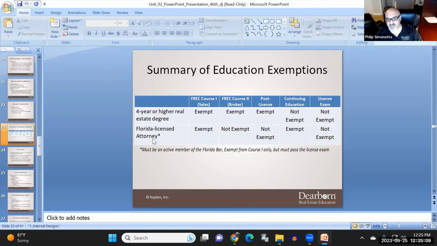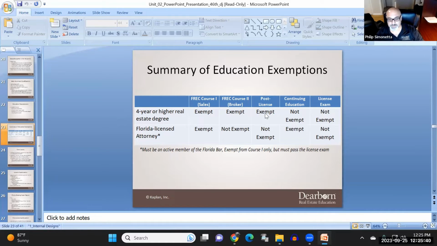If you're a Florida licensed attorney, you're exempt from this course, the first one. You're not exempt from the broker course. You're not exempt from post license. They're exempt from continuing education because they have continuing education for the law, so they don't have to do that. And they're not exempt from the license exam. So everybody takes the exam. Nobody gets away without the exam, but there are exemptions here.